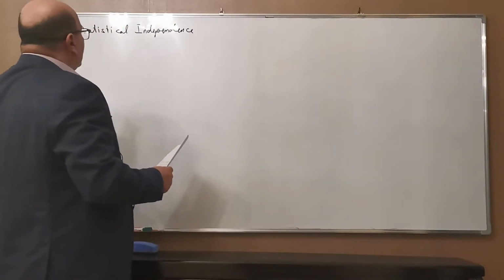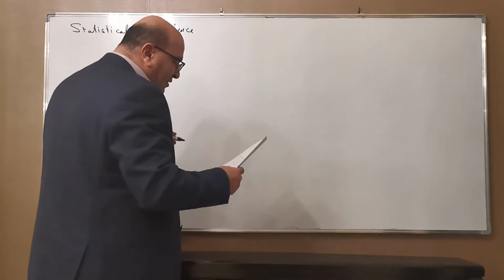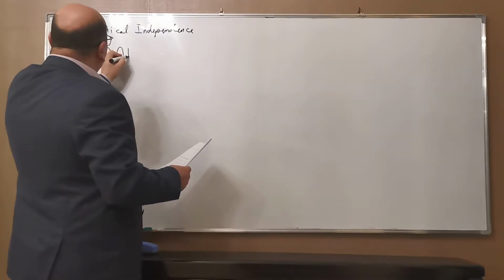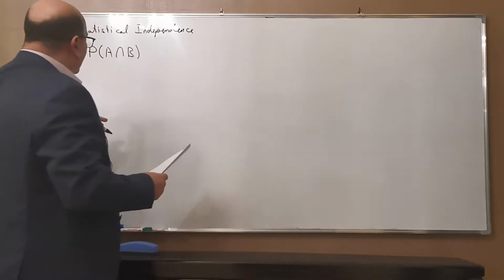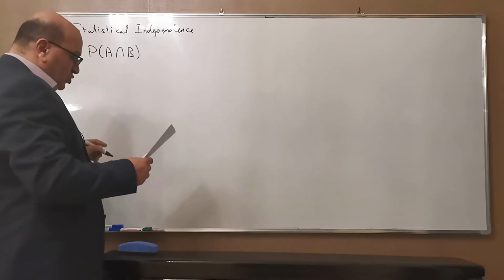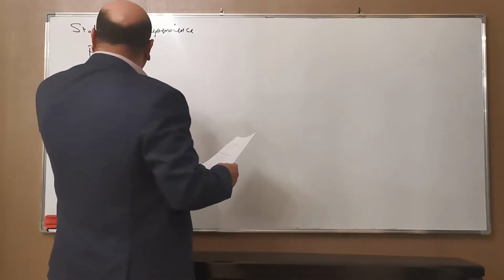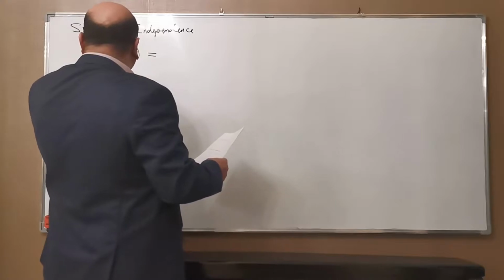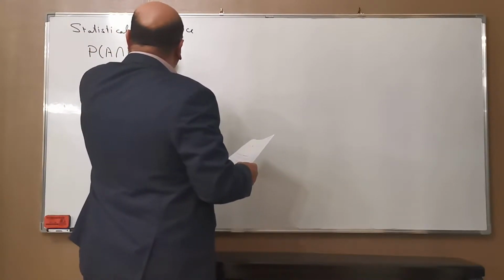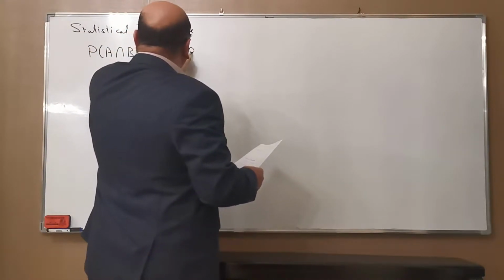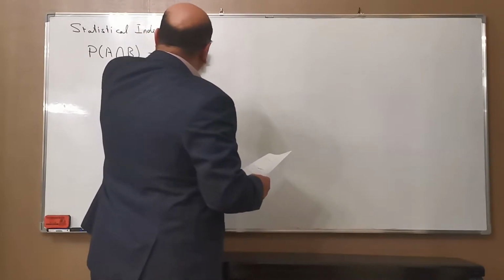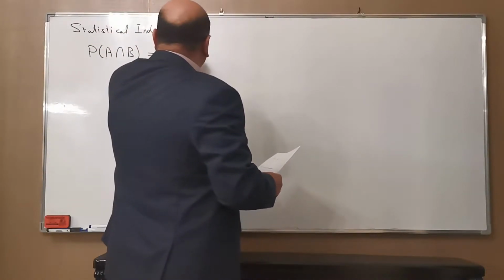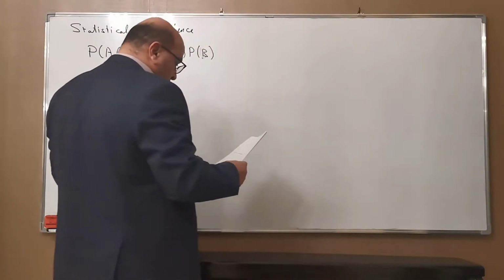If we recall, we are talking about the independence of events. If you have two events A and B, then statistical independence means that the joint probability is equal to the product of the probabilities of the events themselves. So the probability of the joint event is equal to the probability of A times the probability of B.